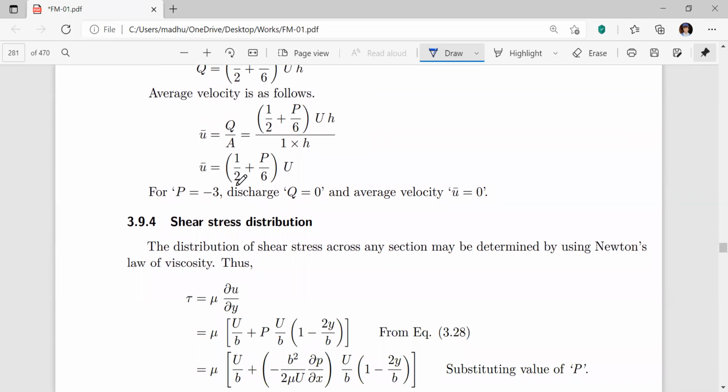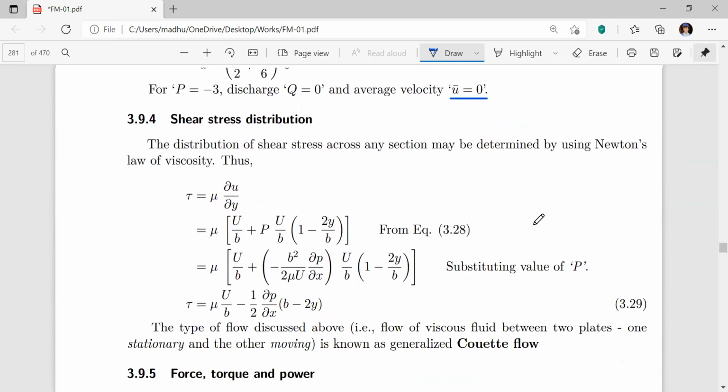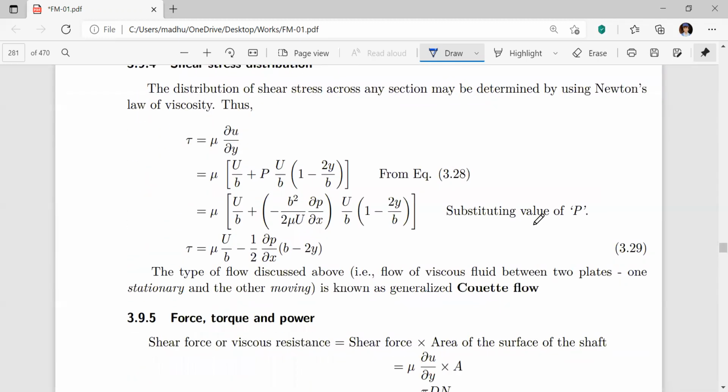Therefore, for P equal to minus 3, from the above equation the discharge will become equal to 0, and the average velocity U bar will also be equal to 0. So this is the expression for the Q.